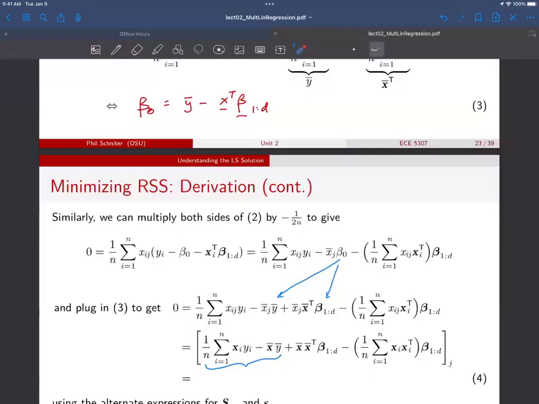Okay, let's see. I should open the chat window. Okay. All right. So Nils, do you recognize what this expression is? It looks to me like the covariance or SXY or something like that. Exactly. So it's the vector SXY. And then we have something else going on here.